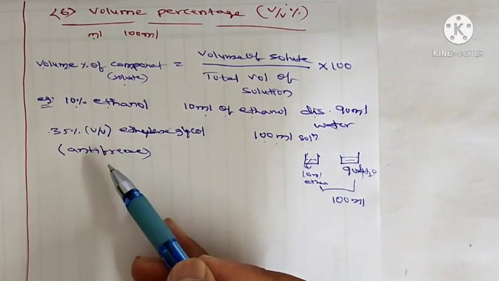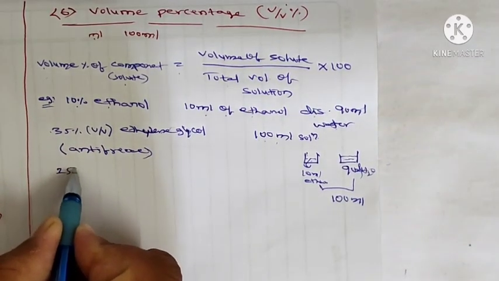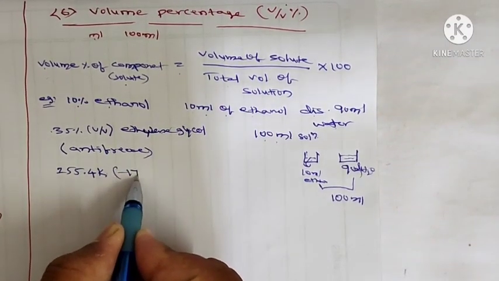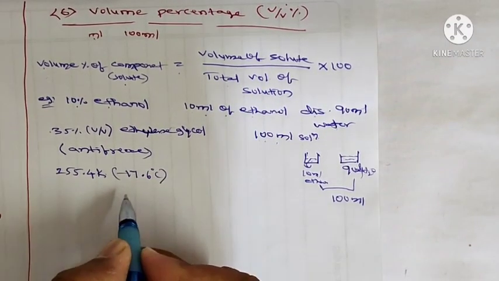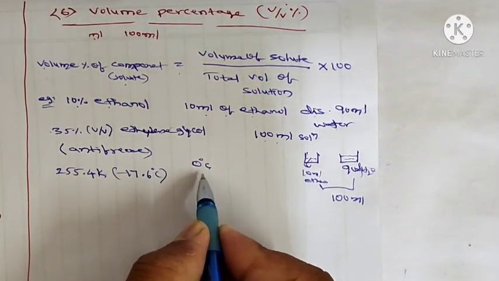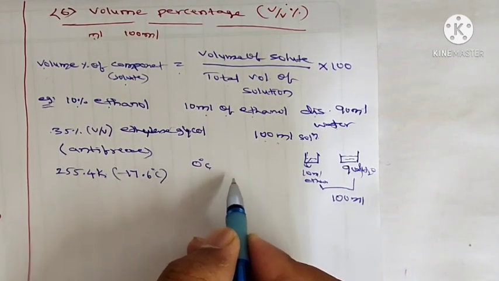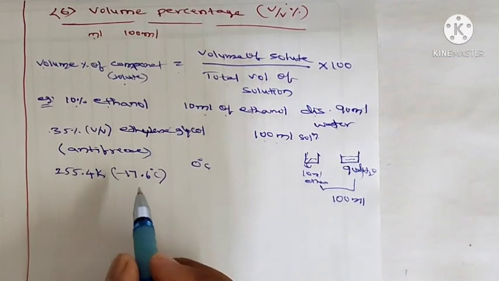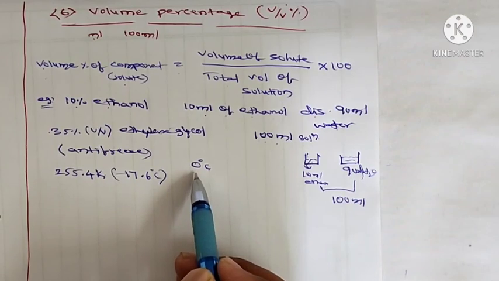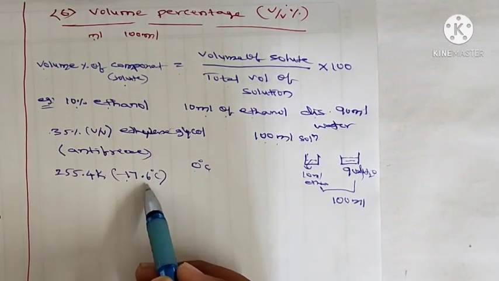Glycol lowers the freezing point of water to 255.4 Kelvin, which means minus 17.6 degrees centigrade. Actually, the freezing point of water is 0 degrees centigrade. At 0 degrees centigrade, the water is converted into solid, into ice. But if you add ethylene glycol to water, the freezing point decreases to minus 17.6 degrees centigrade.